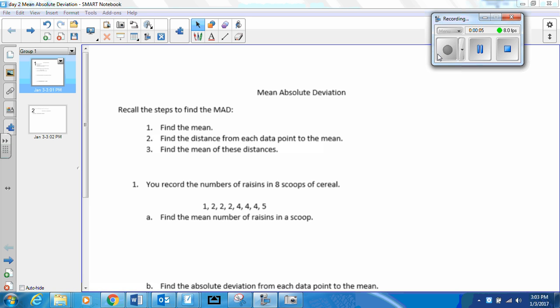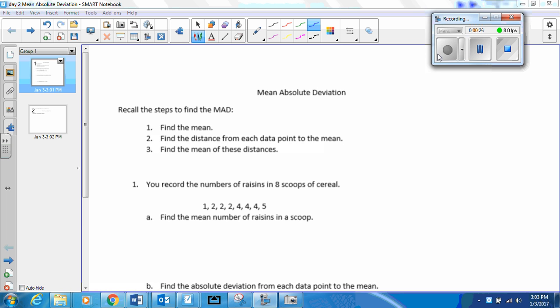This video will help you find the mean absolute deviation. Remember, to find the mean absolute deviation, or the MAD, there are three main steps. You first have to find the mean, then find the absolute deviation, which means the distance from each data point to the mean, and then find the mean of those distances.